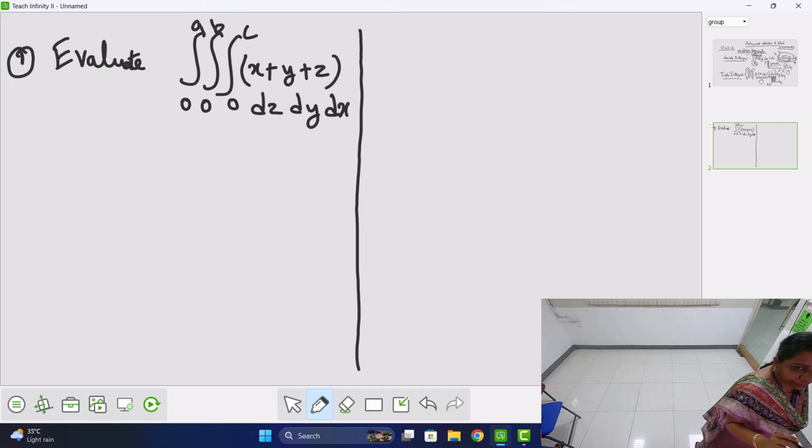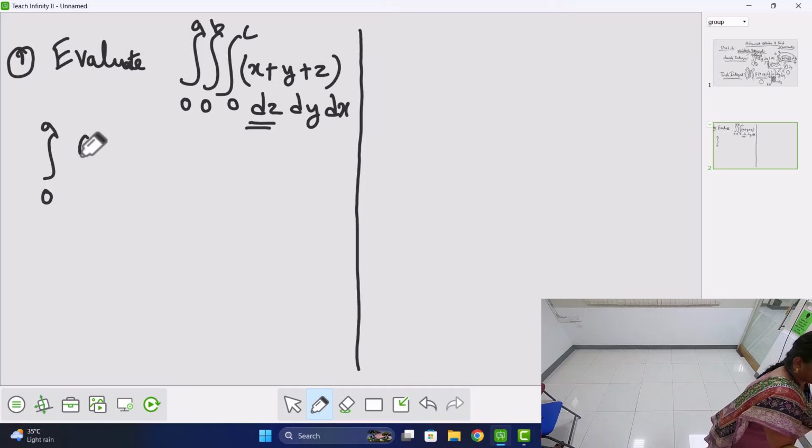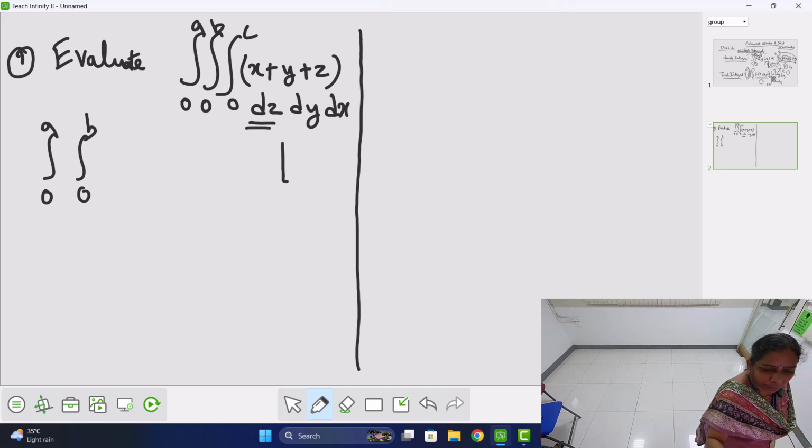Let us integrate the function. First of all, we have to integrate the inner function of x comma y comma z. First and foremost, we choose the inner integral, 0 to a, 0 to b. What is the integration of dz? As I told you, whenever we are integrating with respect to z, we make the other variables constant, these are all constants.